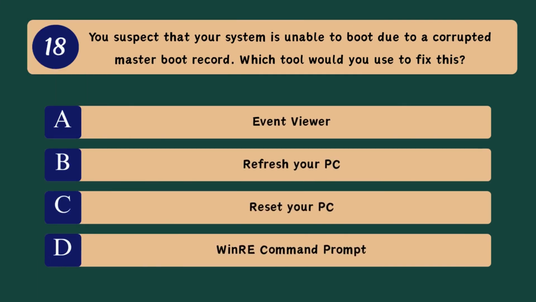Question 18. You suspect that your system is unable to boot due to a corrupted master boot record. Which tool would you use to fix this? A. Event Viewer. B. Refresh your PC. C. Reset your PC. D. WinRE command prompt.